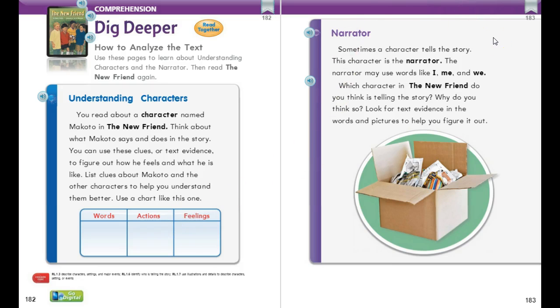Sometimes a character tells the story. This character is the narrator. The narrator may use words like I, me, and we. Which character in The New Friend do you think is telling the story? And why do you think so? Look for text evidence in the words and pictures to help you figure it out.